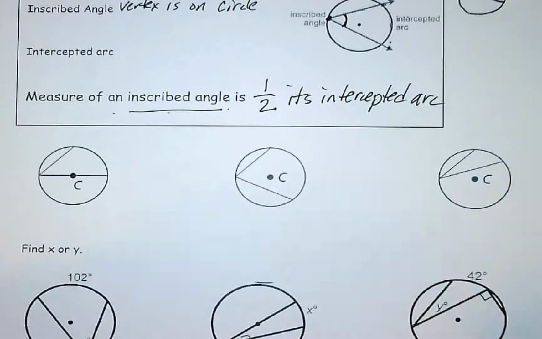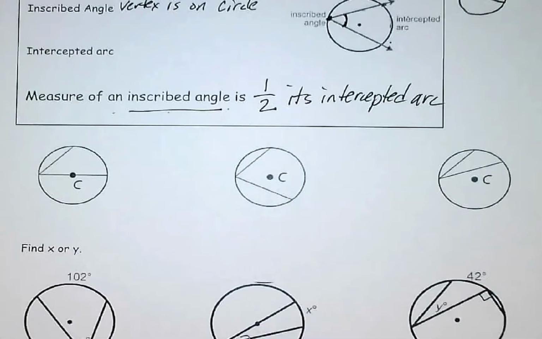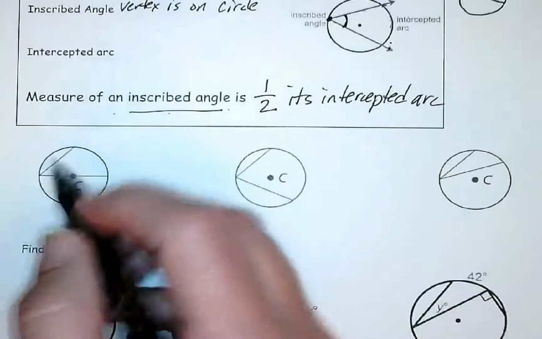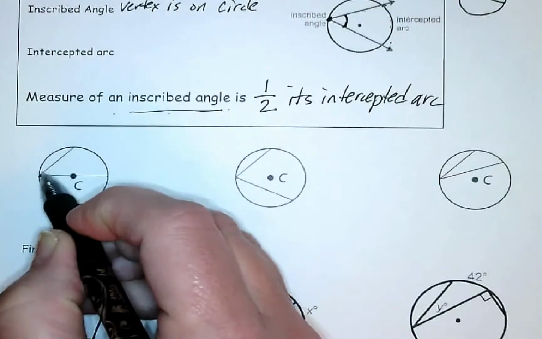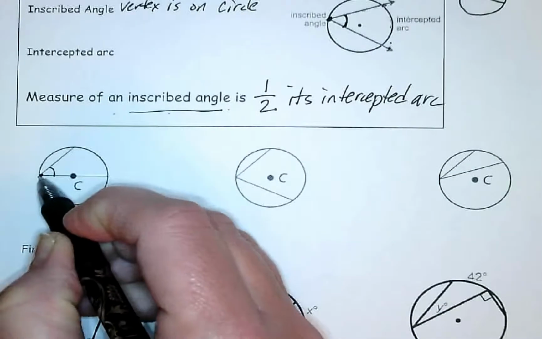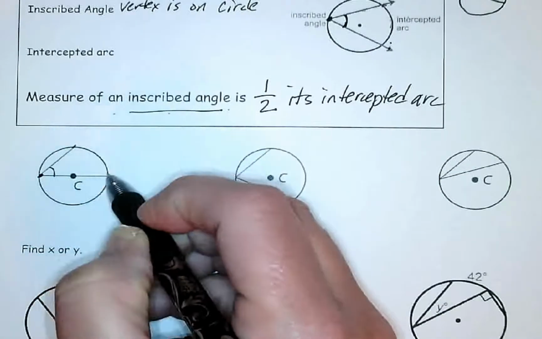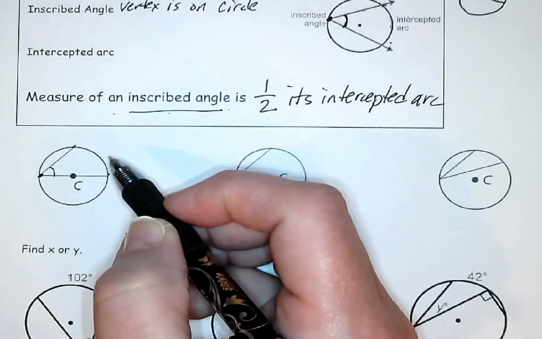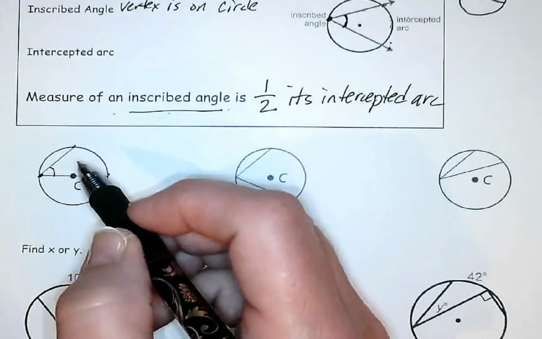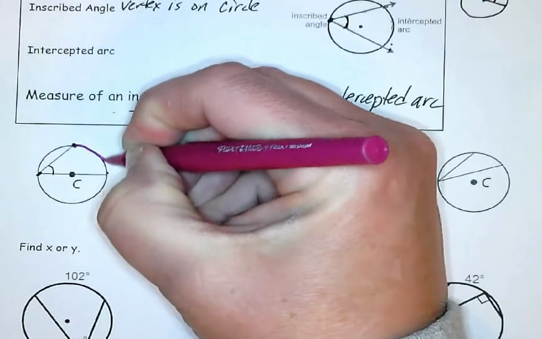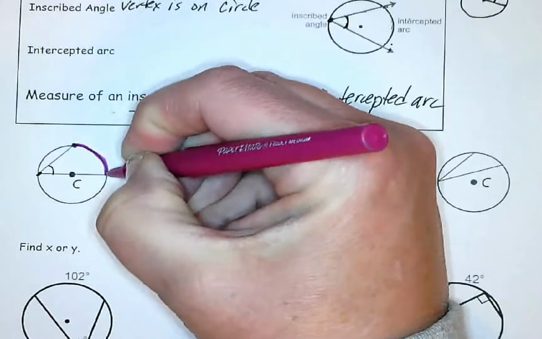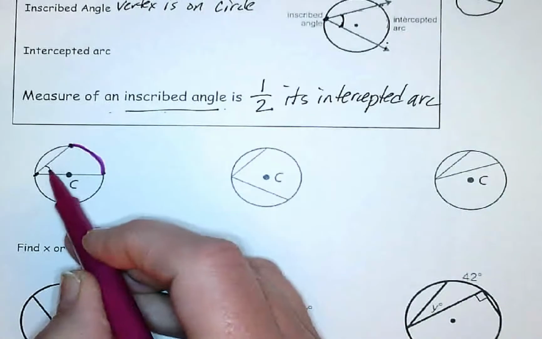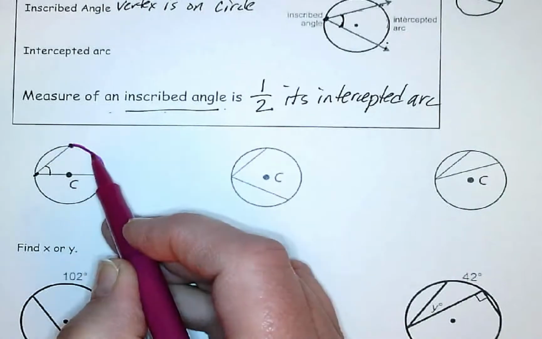Inscribed angles can look several different ways. Okay, the first way that I'm going to look at is, again, here's the point of the angle. This would be an inscribed angle. This would be its arc. So from here to here, that's its intercepted arc. The measure of this angle is 1/2 of this.